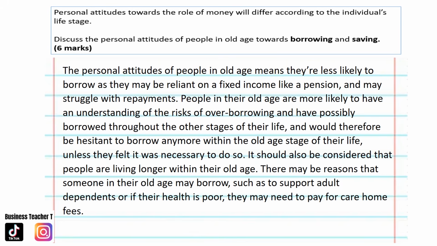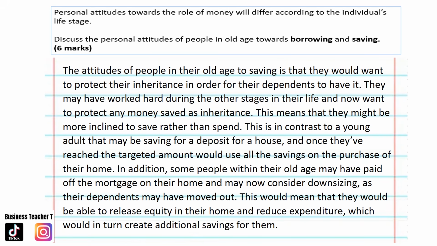So that was our first paragraph. We have specialist business terminology such as pension and fixed income, overborrowing. So let's continue with using specialist terms and take a look at our second paragraph. And for this paragraph, we're going to focus on saving. That was the second part of the question.